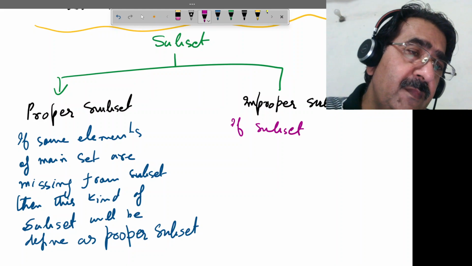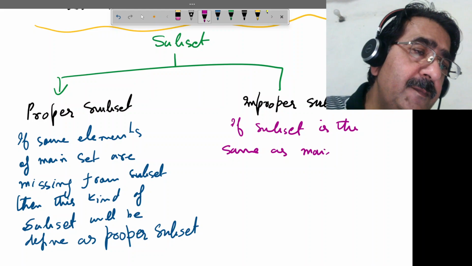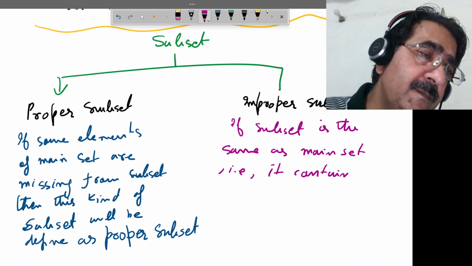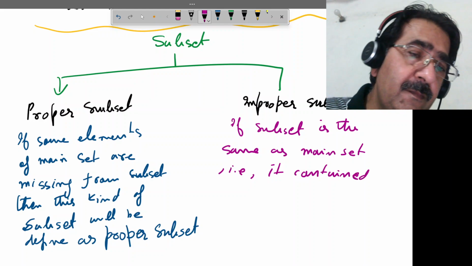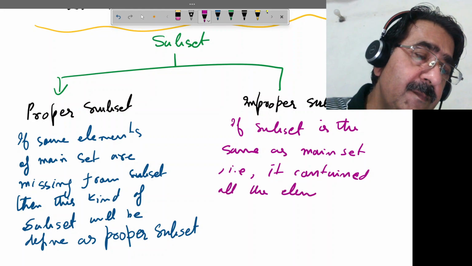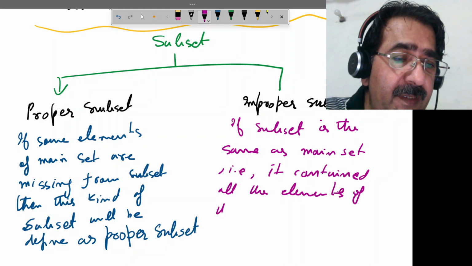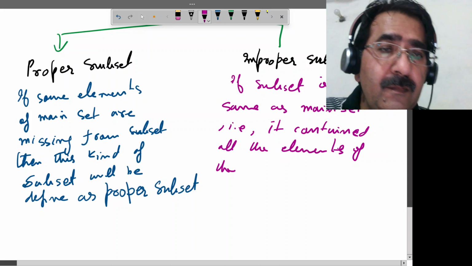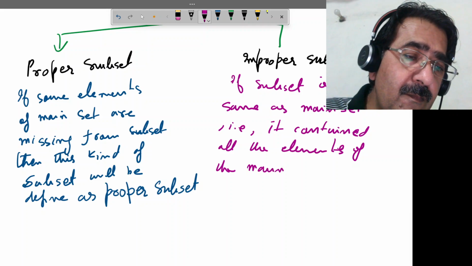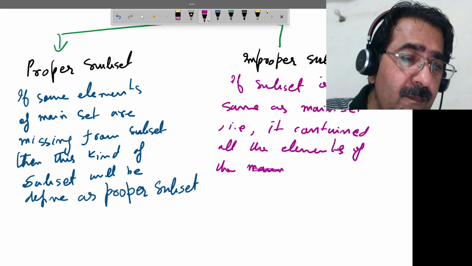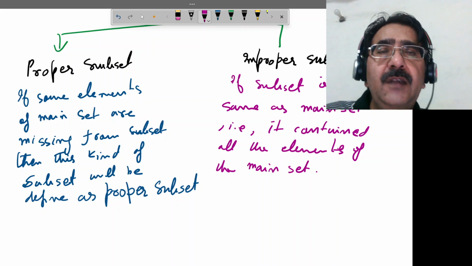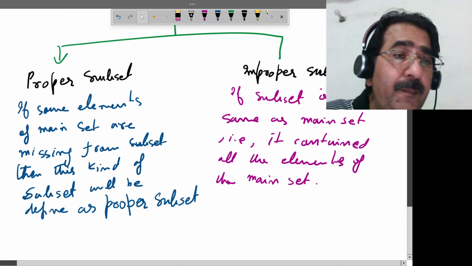But in the case if the subset is the same as the main set, that is, it contains all the elements of the main set, then that will be defined as an improper subset.